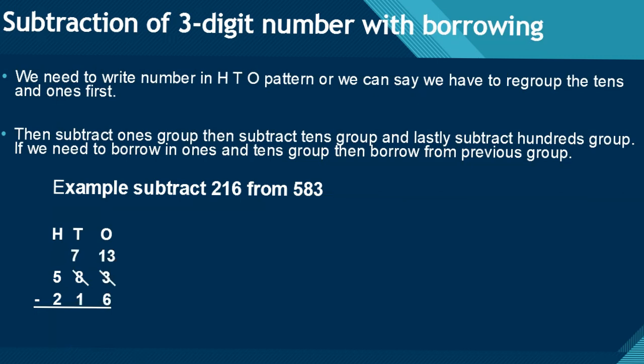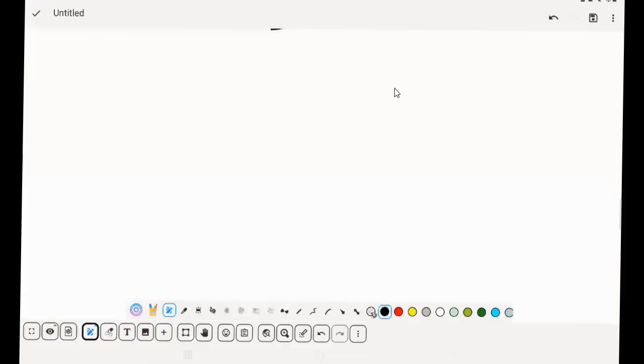Now we need to subtract 6 from 13. So you draw 13 lines, then cut the 6 lines, then you will get 7 lines. Okay, and you need to subtract 0 from 7, that will become the 7th number, and 5 minus 2 is 3. I hope there is clear understanding. Quickly see some more examples.